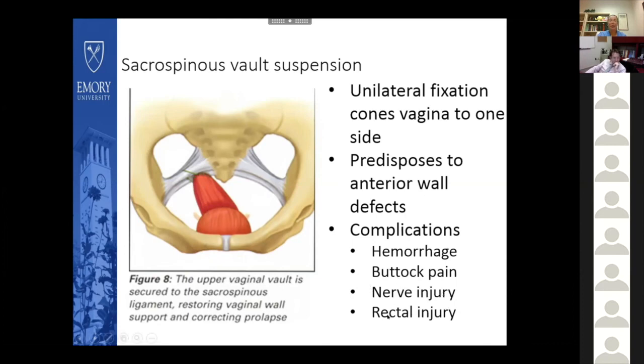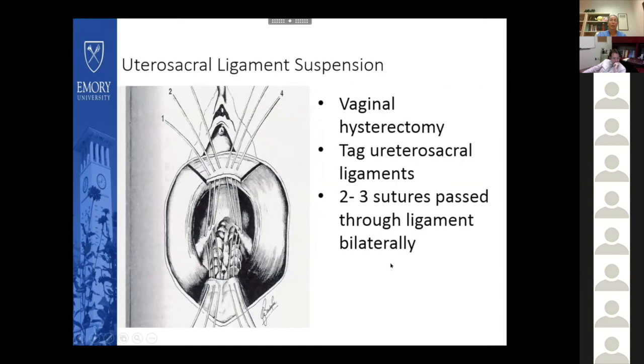Nerve injury. Rectal injury is not as common, but can happen. So here's your uterosacral ligament suspension. What we're looking through here is the vaginal cuff. You've already taken the uterus out. Down here is your rectosigmoid. Here are your uterosacral ligaments.